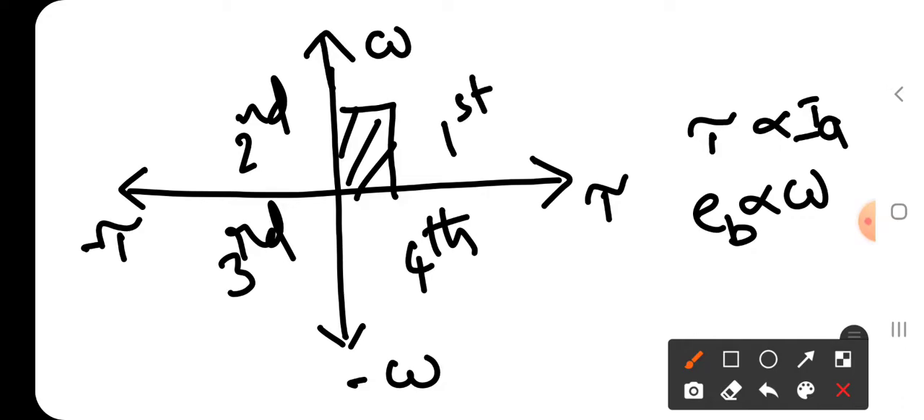Okay, in the first quadrant, what happened? Torque positive and speed also positive. Torque positive in the sense the motor will take the current from the source. Yes, here I can draw the circuit diagram for the first quadrant.